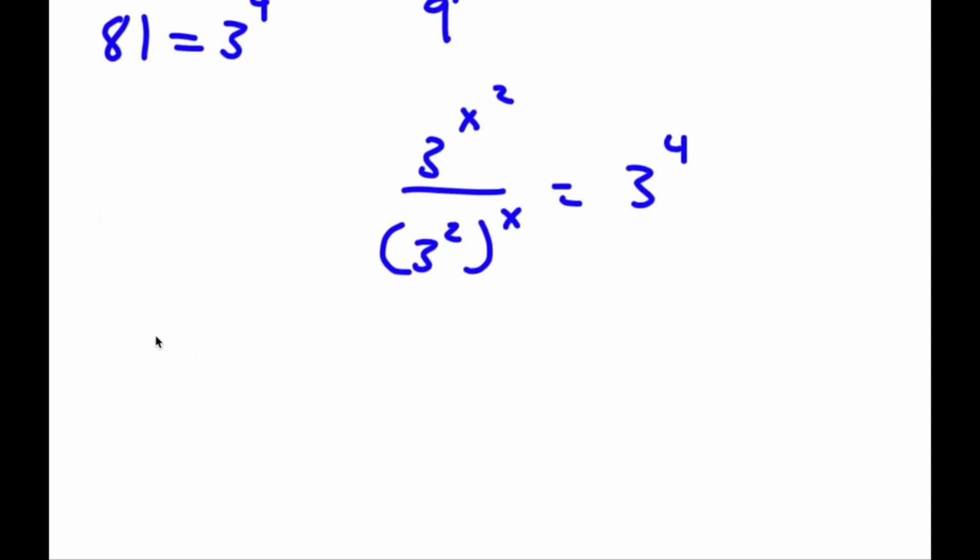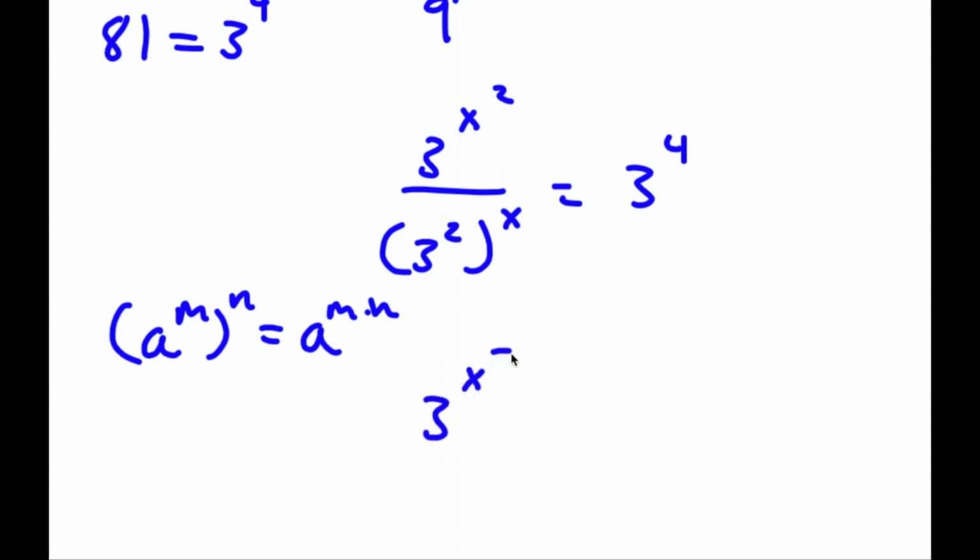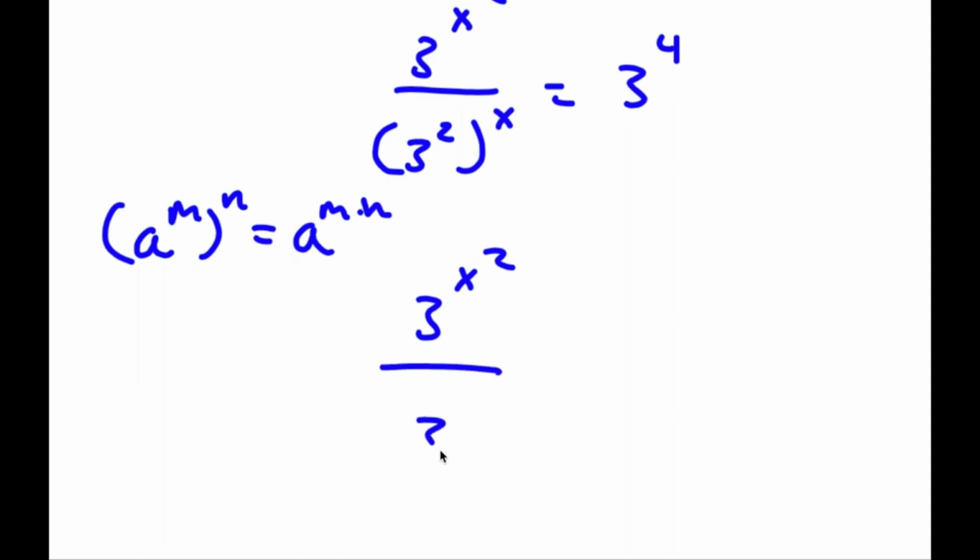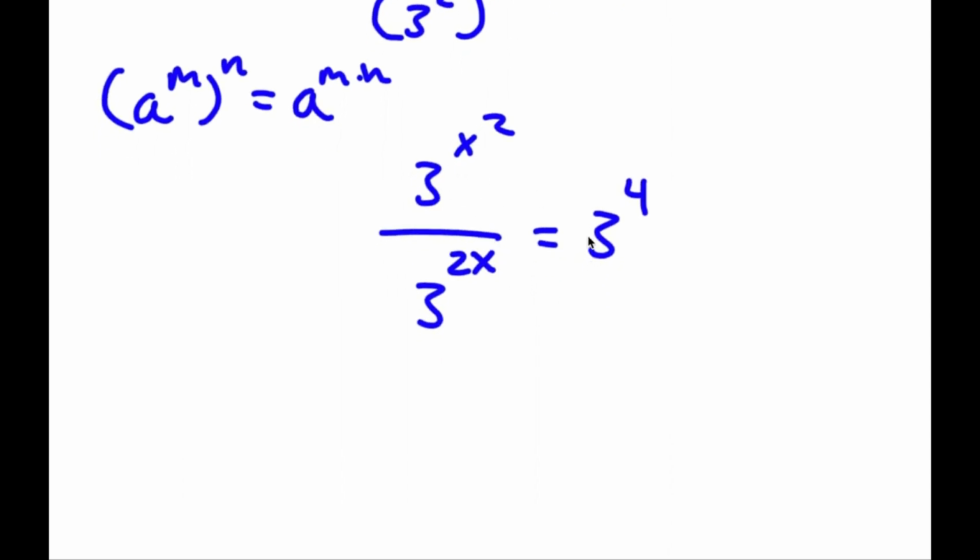Now, if I have something in the form a to the power of m to the power of n, this is equal to a to the power of m times n. So 3 to the power of 2 to the power of x is going to equal 3 to the power of 2 times x, which is 3 to the power of 2x. And this is equal to 3 to the power of 4. So now if you notice, all our bases here are all 3.